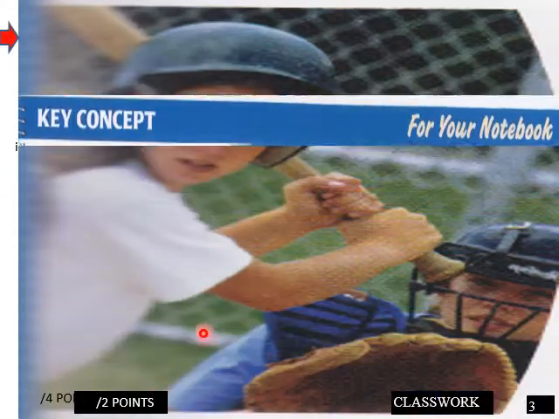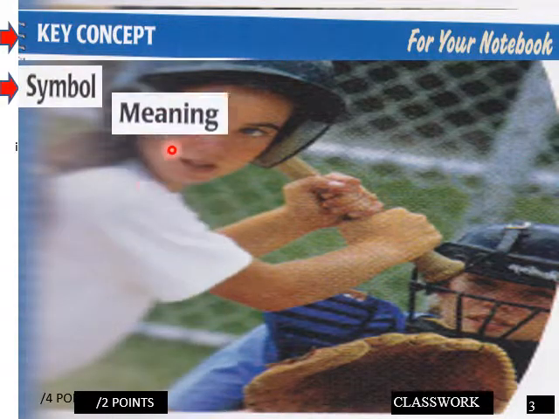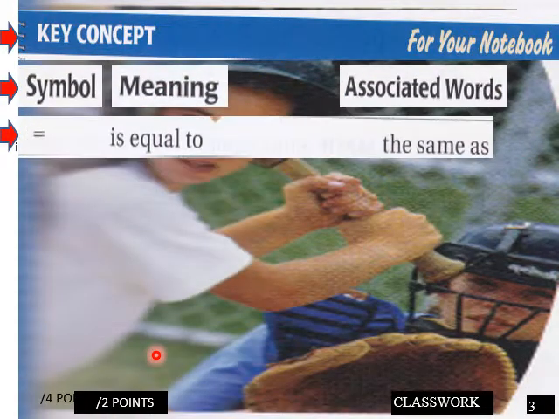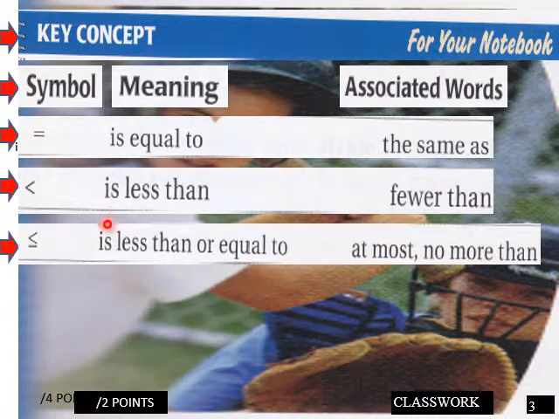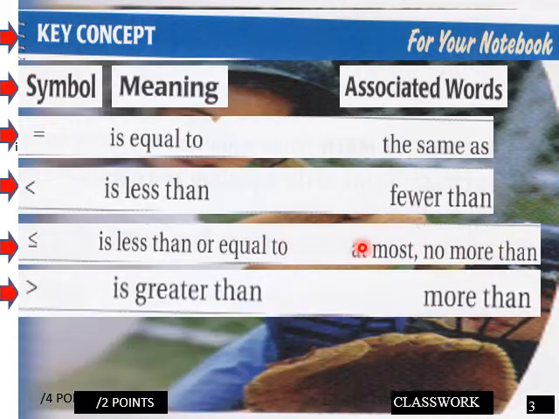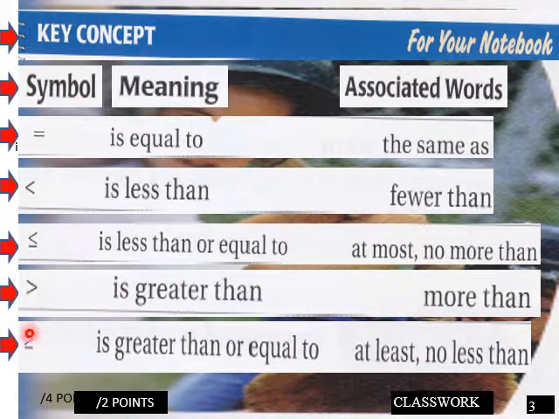Okay, so here we have our key concept: symbol, meaning, associated words. Equal: same as. Less than: fewer than. Less than or equal: at most, no more than. Greater than: more than. And greater than or equal: at least, no less than. So these would be the verbalization of these symbols here.